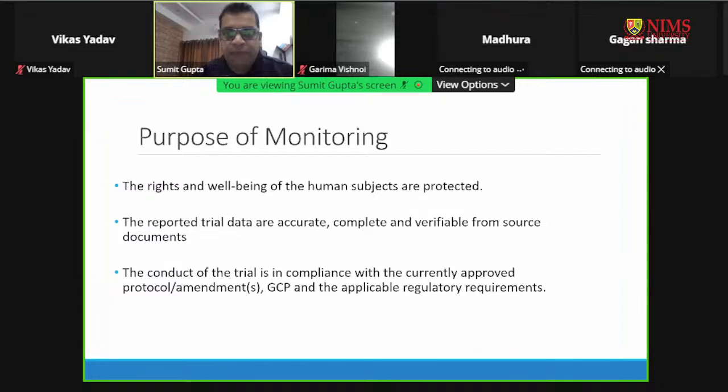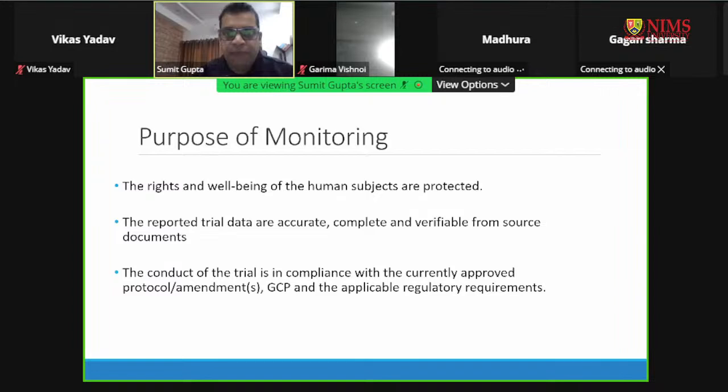Source documents are the documents present at the site, where the first information about the trial subject is noted. These documents are used, and the data is matched with the CRF. The data in the CRF should be verifiable from these source documents present at the site.